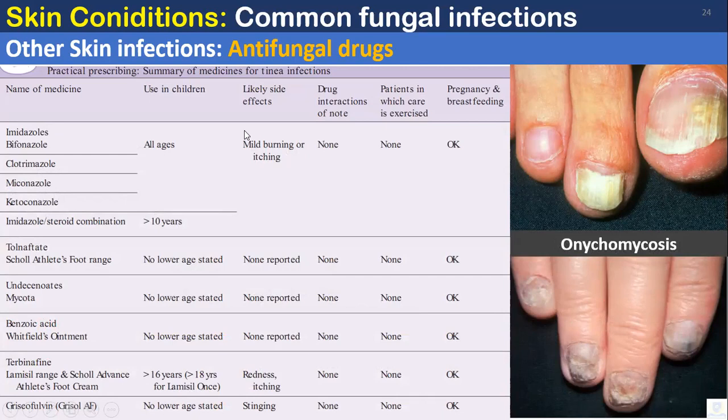So, now we should talk about the antifungal agents available in the market. The most common type of antifungal agent is the imidazole derivative, and there is also tolnaftate, benzoic acid, terbinafine, griseofulvin. All of them could be used safely in pregnancy when they are used at the recommended doses. The most common side effect is very mild, like mild burning or itching or stinging.